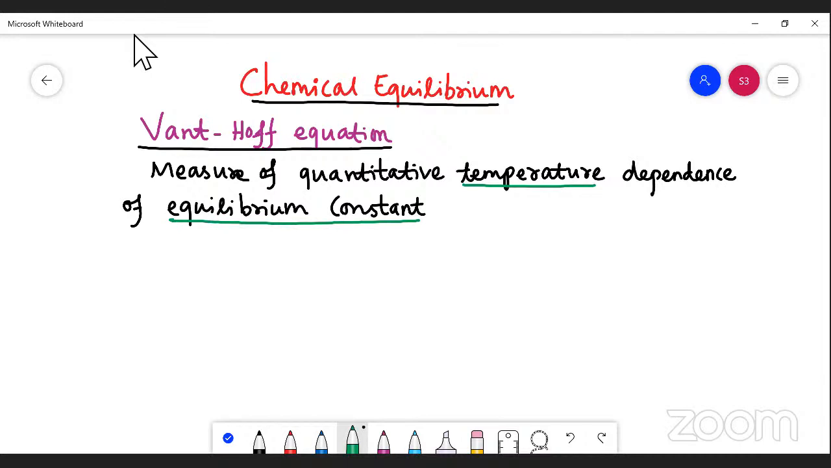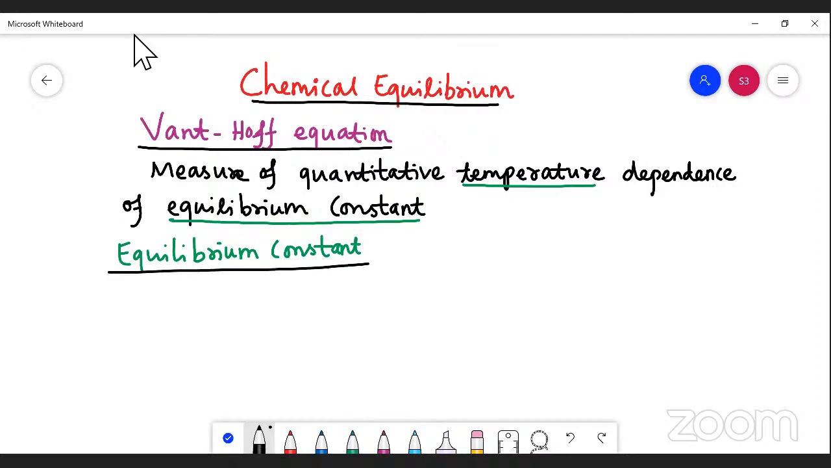Okay, we know already what is temperature. Whatever may be the reaction, how much temperature is involved depends upon the measuring of a temperature. And one more concept we want to know about is the equilibrium constant. So in the chemical equilibrium lesson, we know what is equilibrium constant, and it is explained in terms of the condition of equilibrium.